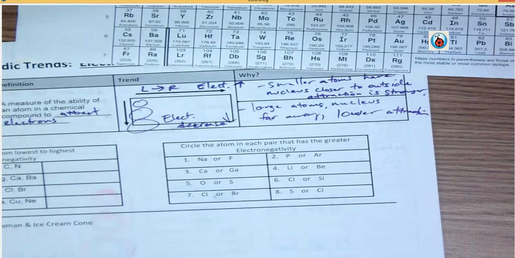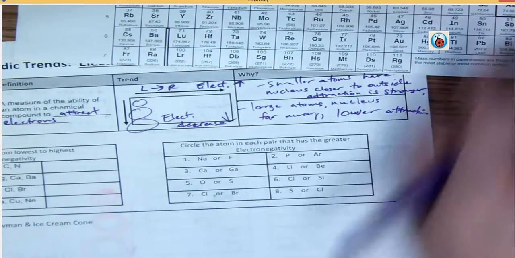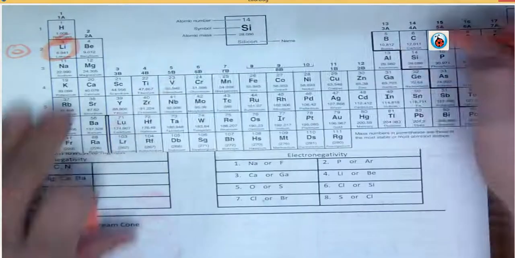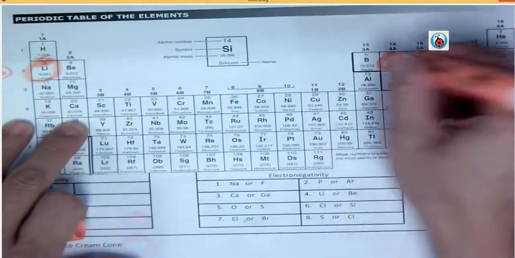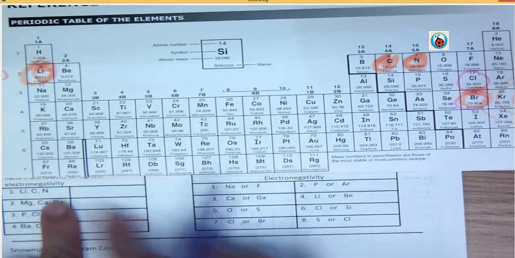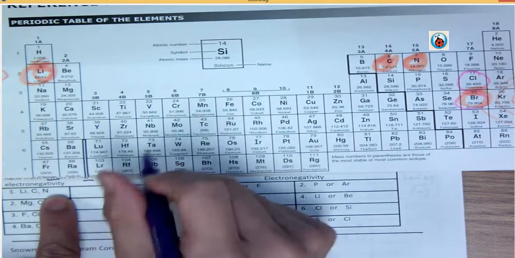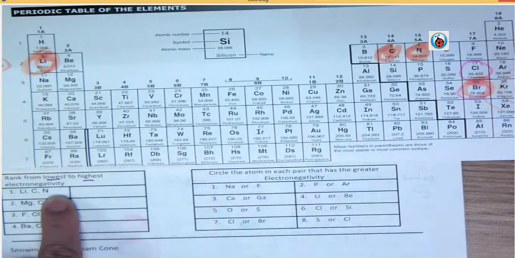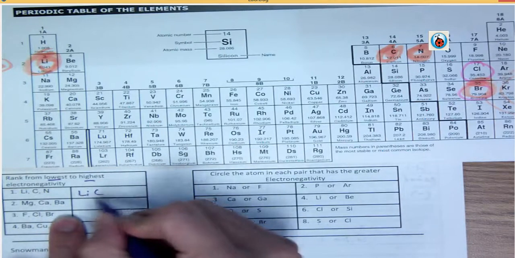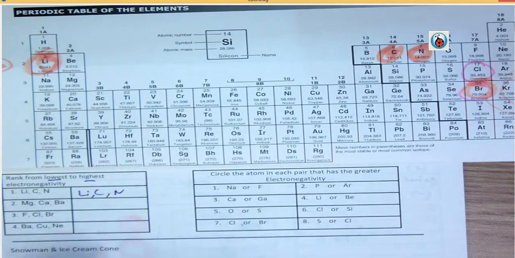So rank the same concept here. Rank them in order: Li, C, and N. These 3. So it says lowest to highest electronegativity. So you want the biggest atom to the smallest. The biggest atom is Li. So yeah, same order: Li, C, and N. Not very creative there. Sorry on my part.